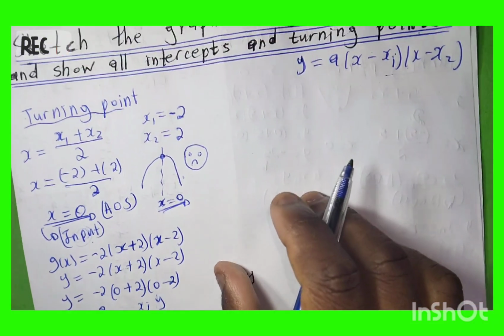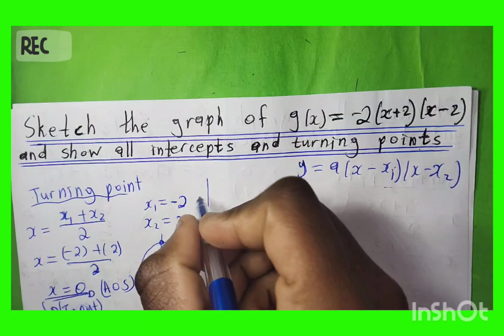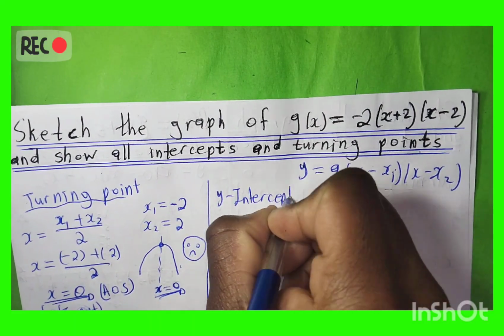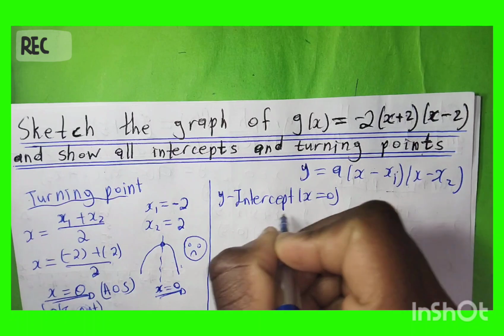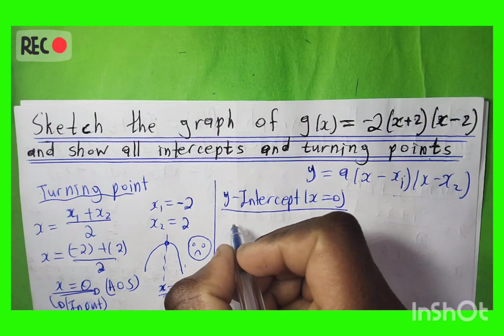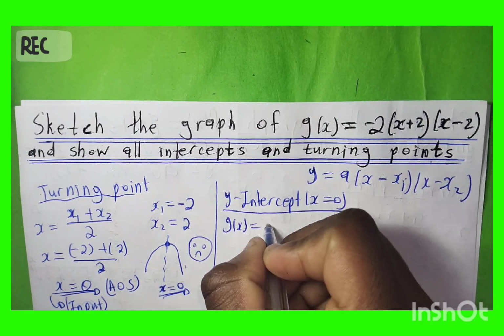What I will do now, let's go and find our intercepts. We've got the y-intercept there, when x is equal to 0. Finding that one, guys, is straightforward, because there you'll use your equation. This is the equation that I have.